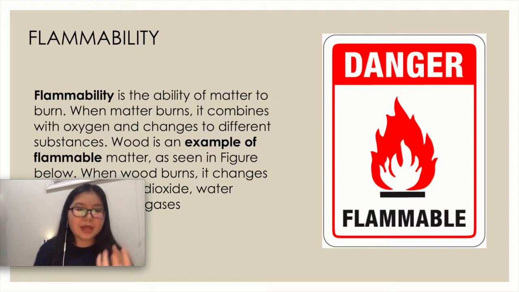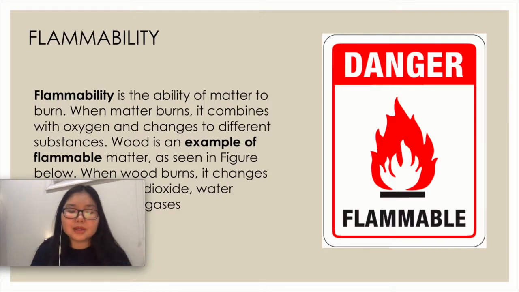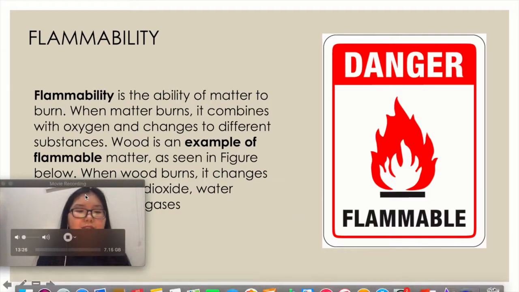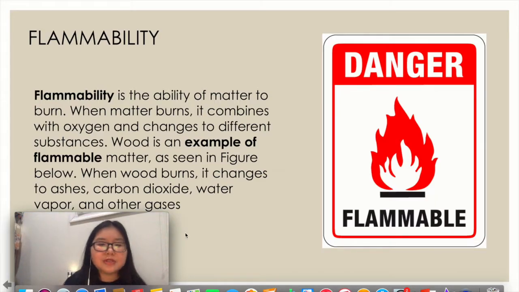So when some elements are hard to burn, they are mentioned in terms of flammability. It's easy, right? The example of that is wood. When wood burns, it changes to ash, carbon dioxide, water, and other gases. It's quite easy for you guys.